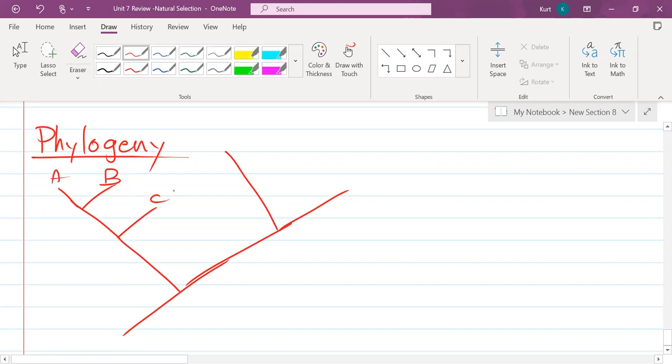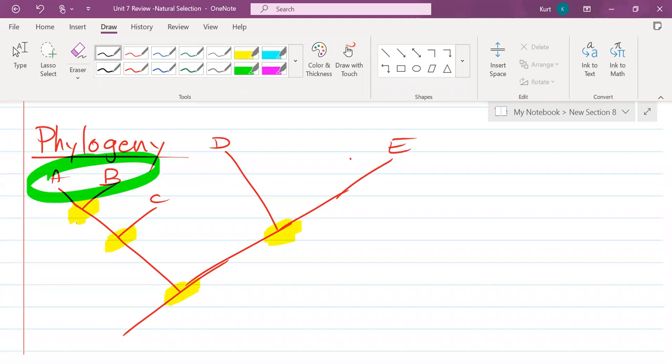How many common ancestors are there in this phylogenetic tree? 1, 2, 3, 4 is correct. Very good. Common ancestor is wherever the tree breaks. Which species would you consider to be the most closely related? A and B would be the most closely related because they had the most recent common ancestor on this entire chart.